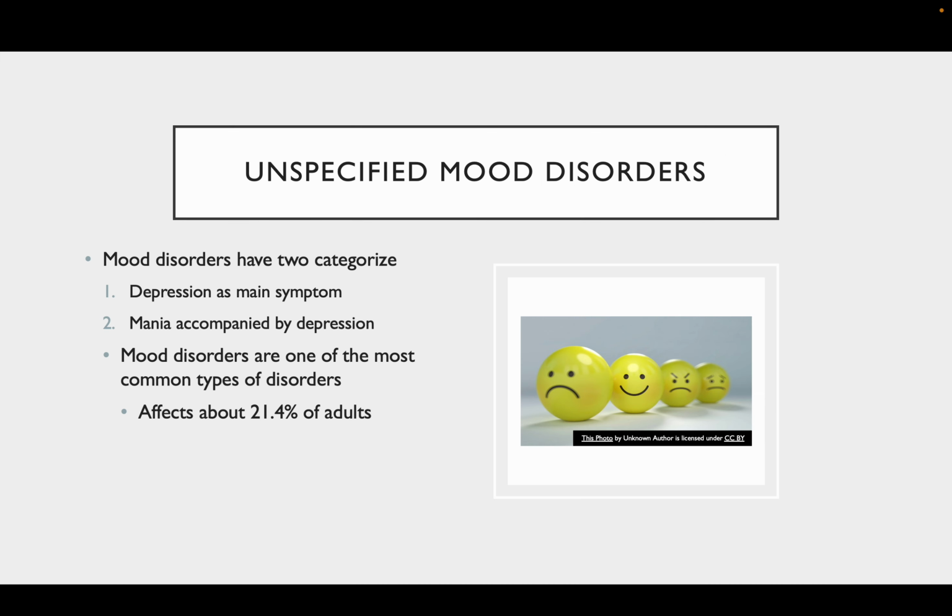Unspecified mood disorders. Mood disorders are subdivided into two categories. The first category is in reference to only depression as their main symptom, and the second is in reference to mania accompanied with depression as their main symptom. Mood disorders are the most common type of disorders, and the National Institute of Mental Health estimates that 21.4% of adults have or had a mood disorder throughout their life.